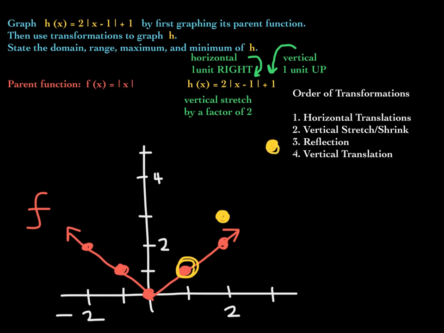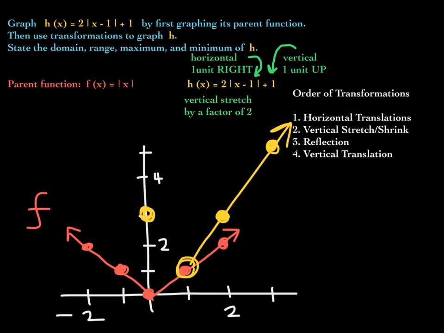So our V is looking like this so far, okay? Let's not forget to do these ones over here. -1, 1. 1 unit to the right puts you at 0, 1. When you double that y value of 1, you're at 0, 2. And then when you move it up 1 unit, you're at 0, 3.